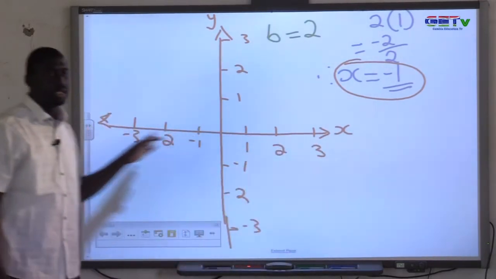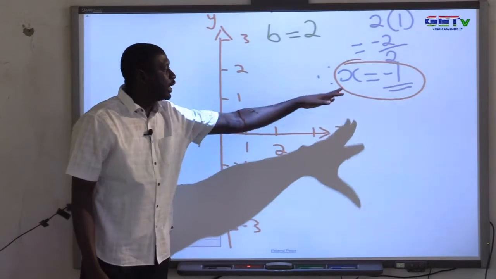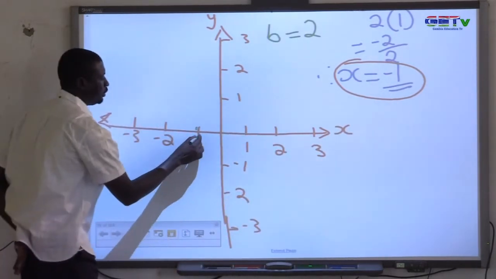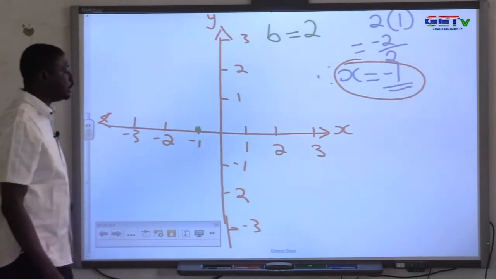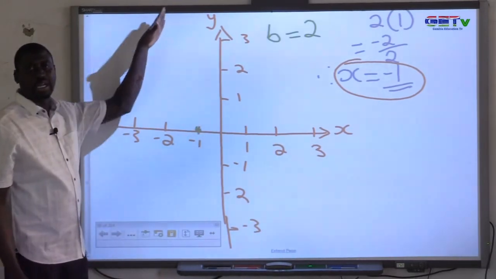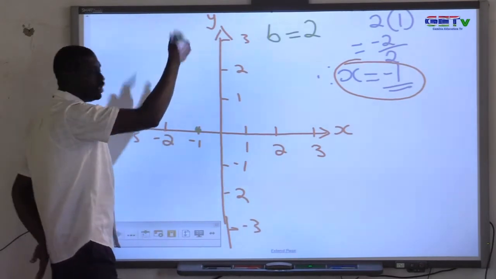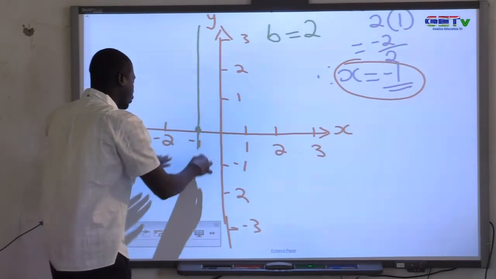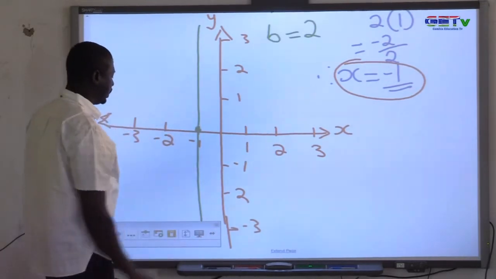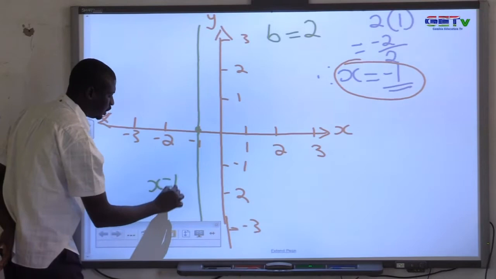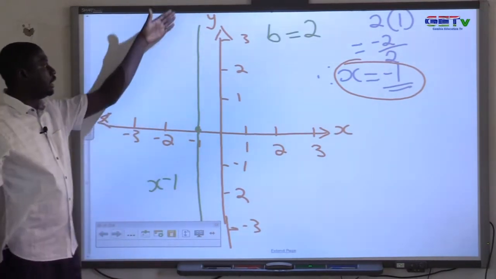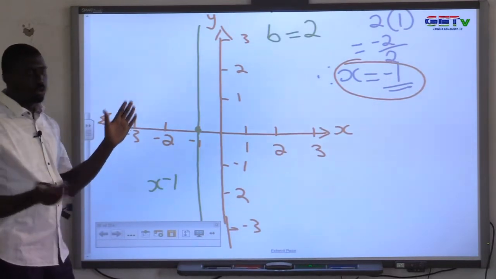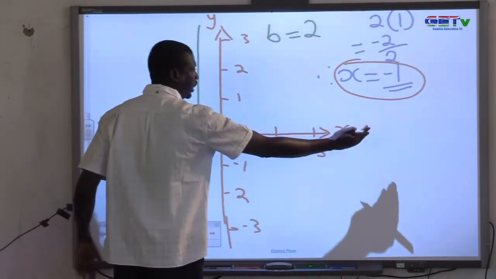X values are on the x-axis. Negative 1 on the x-axis is here. All you do is get a ruler, place it, and draw a vertical line from the top of the graph that passes through this point. When x is equal to negative 1, that will be our axis of symmetry. This will create the two images for the parabola, one to the left and the other to the right.